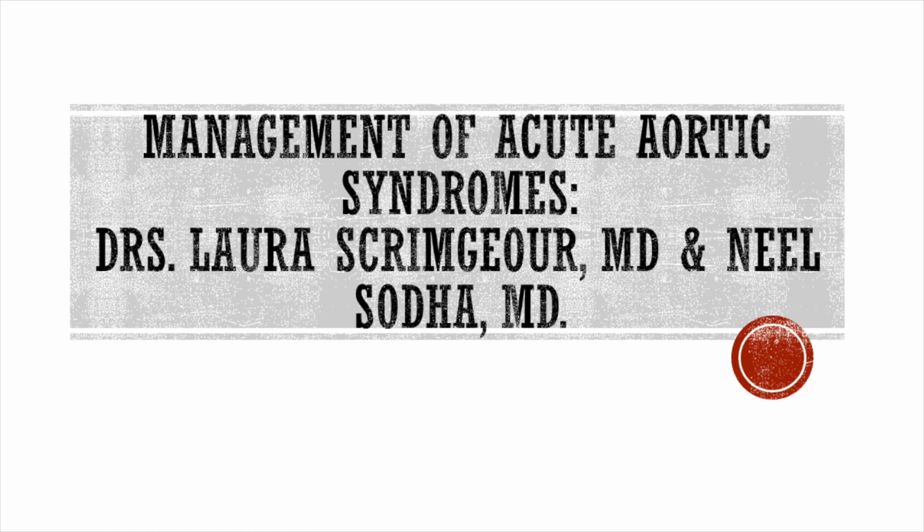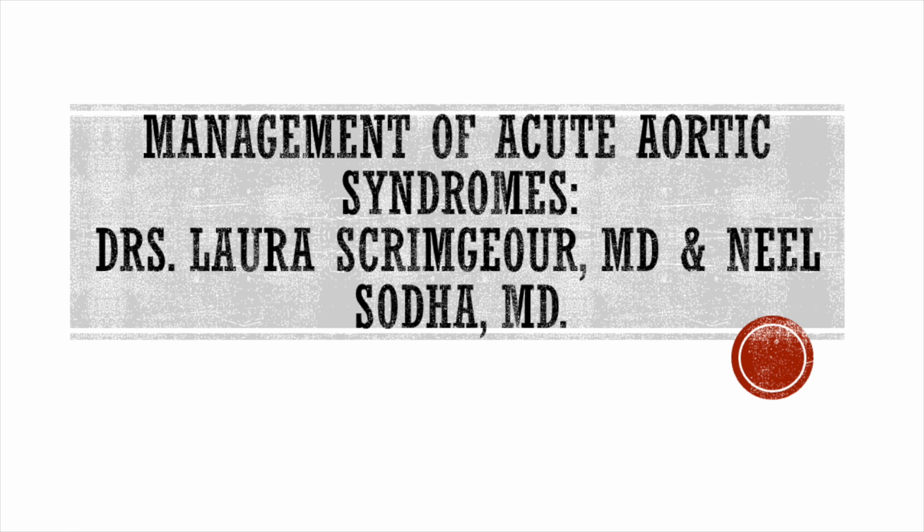So you essentially can see two channels on a CT scan. You can see a true lumen and a false lumen. With an intramural hematoma, you can see blood in the medial layer, but there's no disruption of the intima, so you don't see the two channels. You see more of a thickening of the aorta, generally on the greater curvature.